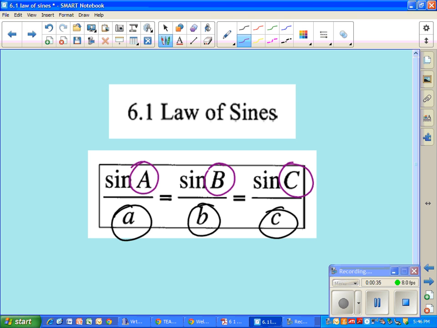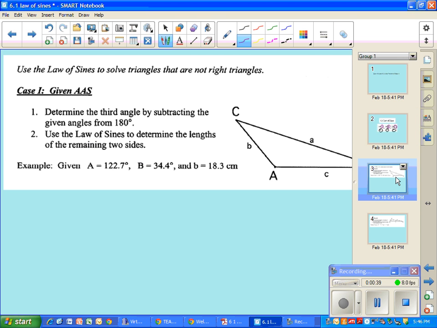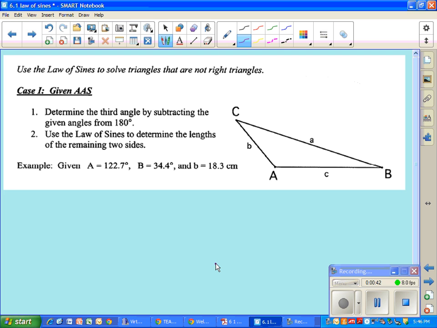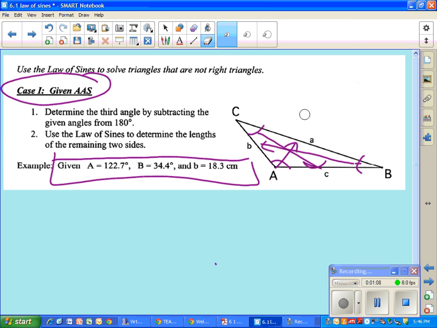So law of sines is pretty easy. All you have to do is set up proportions. Let's start by looking at example 1. It says case 1, given angle, angle, side. Determine the third angle by subtracting the given angles from 180 degrees. First thing you should always do is label your triangle, and I want you to notice something. Across from angle A is side a. Across from angle B is side b. Across from angle C is side c. That's how all of your triangles should be set up.